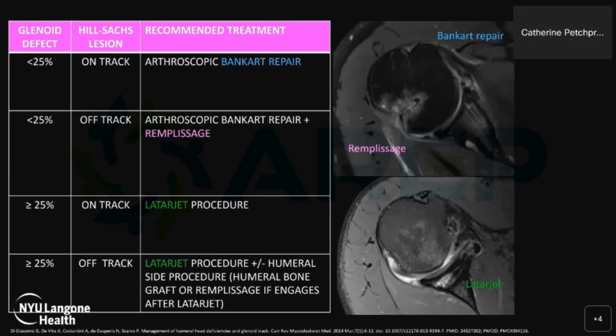Off-track Hill-Sachs lesions are treated with remplissage. In a remplissage, the infraspinatus tendon and muscle is fixed to the base of the defect to fill it. This can be done arthroscopically and is often effective in preventing the humeral head from engaging as long as it is not a very large defect.